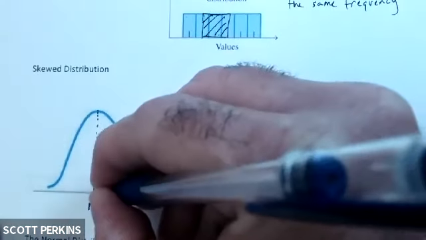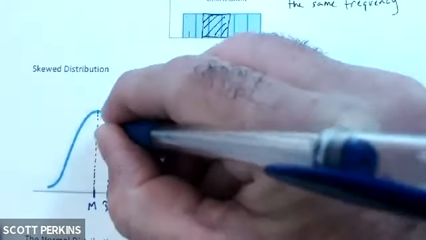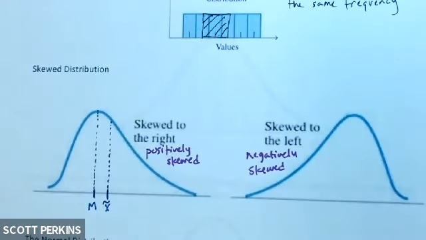So the median is going to be bigger than the mode when you skew to the right, because that tail, those values move the center of 50% above and 50% below. They skew it positively, or they skew it to the right.